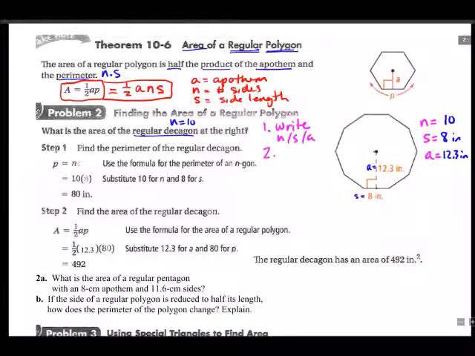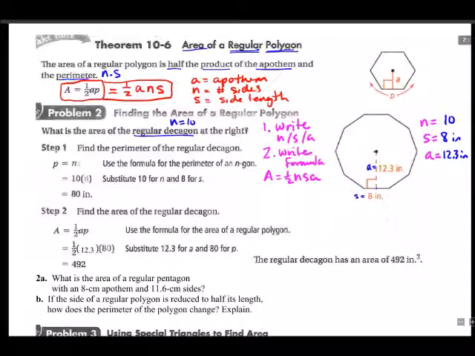And then step 2, write your formula. You know how this goes, right? That's math. The area of our polygon is 1/2, and you can do AP, you can do ANS. Since I write NSA, I just write NSA. It's multiplication. They are commutative.